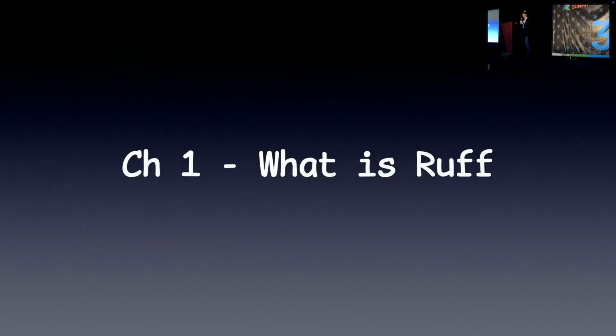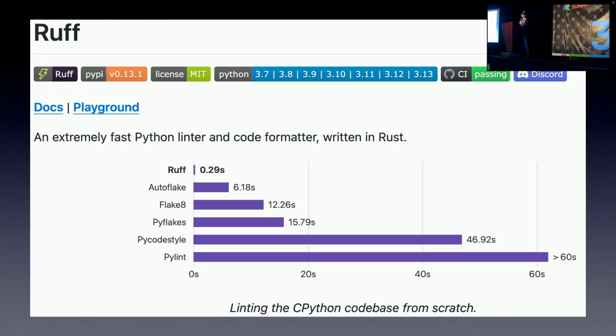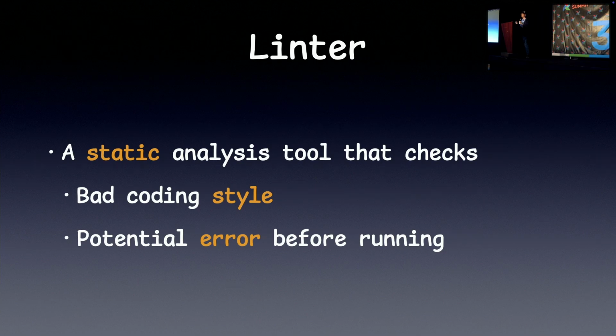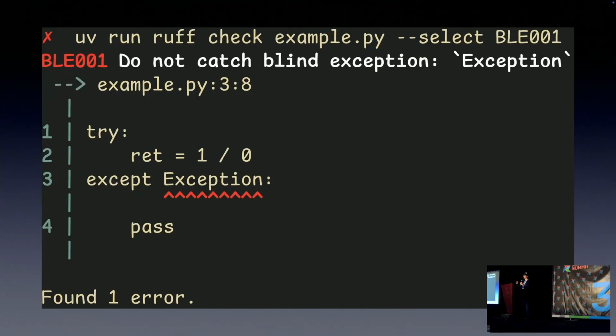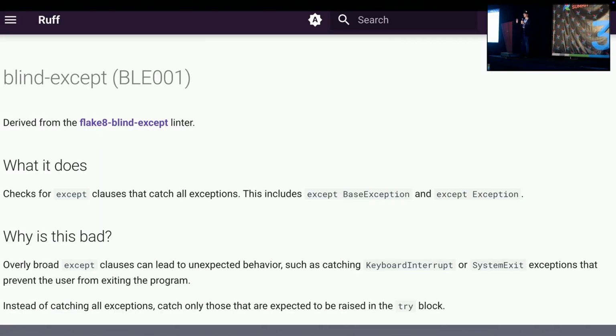So what is Ruff? Ruff is a Python linter. So what is a linter? A linter is a static analysis tool that checks for your coding style or potential errors. Take this one: this is not actually an error, but it's bad coding style because you're using an exception tuple, and Ruff will tell you just don't do it. You should use something more concrete, like ZeroDivisionError or something else.